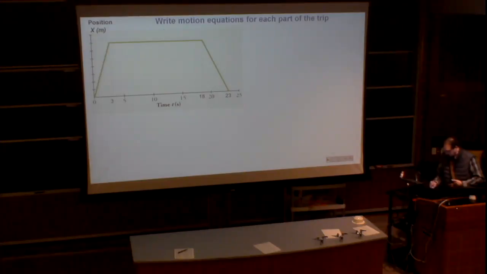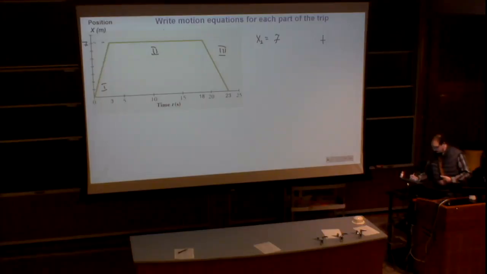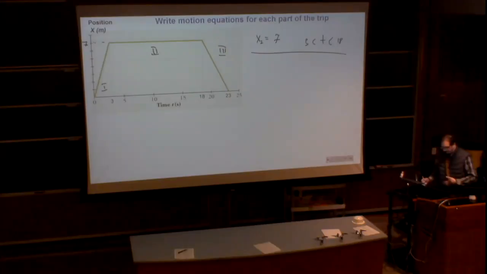Motion 1, motion 2, motion 3. For motion 2, this is the equation immediately. x equals 7. That's between t equals 3 and t equals 18. So that's done. That's simple.